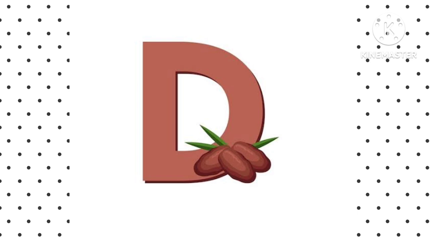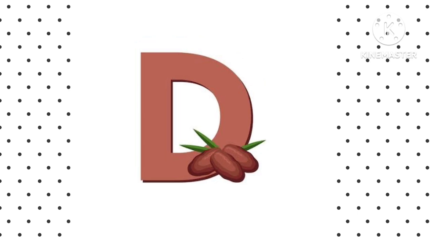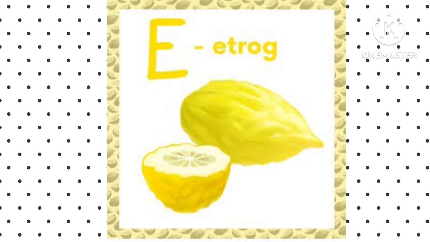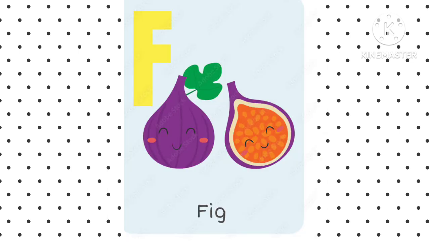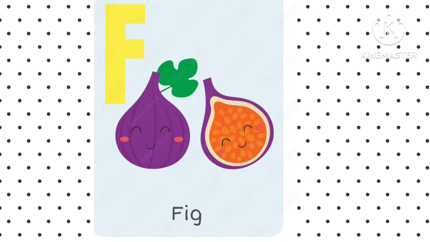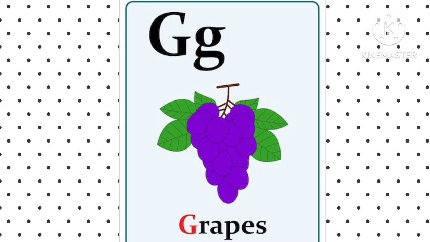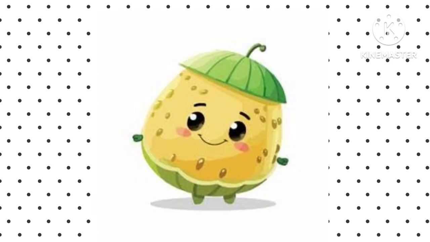D for dates. D A T E S dates. E for etrog. E T R O G etrog. F for fig. F I G fig. G for grapes. G R A P E S. G for grapes.